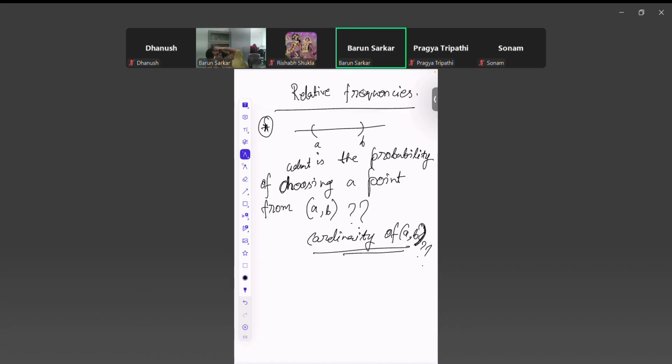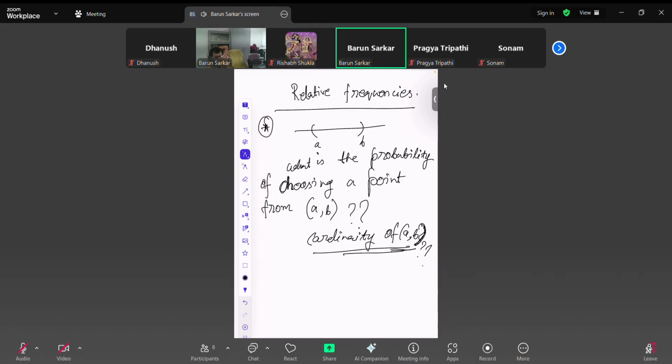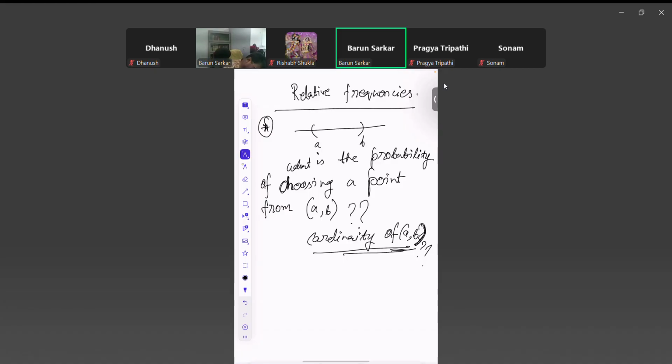Because this is a real line, AB is an interval over the real line, and the cardinality of any interval AB is actually equal to the cardinality of the real line. The real line has this nice property: you take any interval, and the cardinality of that interval is equal to the cardinality of the whole of R.